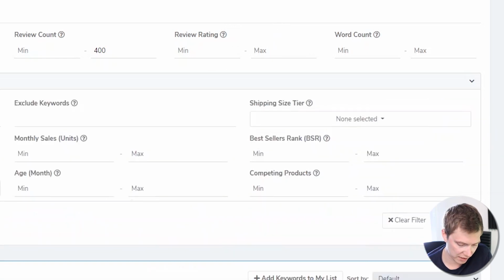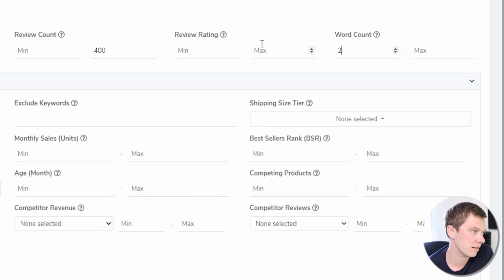Word count, we could just select as 2. Again, just play around with these filters. There's no right or wrong. I'm just putting word count of 2 because I don't want to be shown search terms that are just one word, which might not be too helpful.